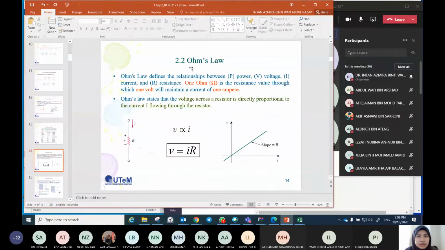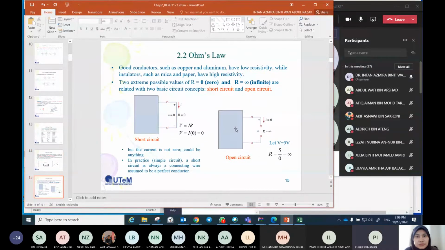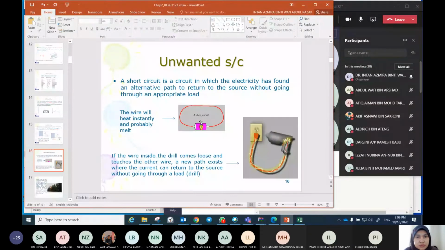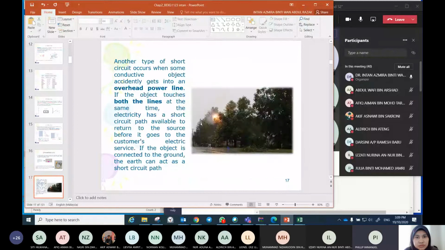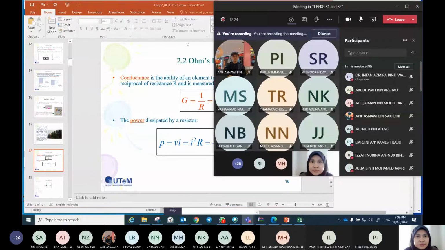I think you understand about Ohm's law, right? Yeah. Ohm's law, what is the formula of Ohm's law? Most I remember is V equals to IR. Okay. V equal to IR.